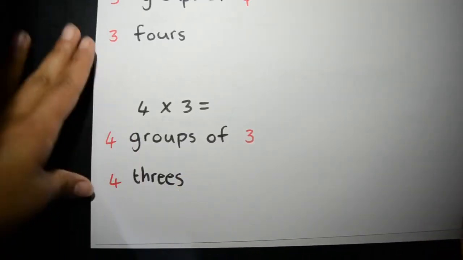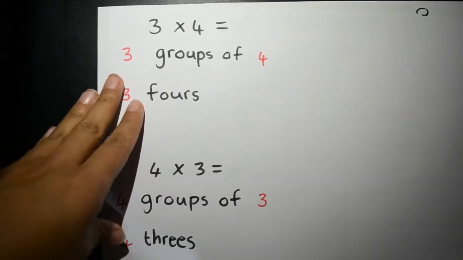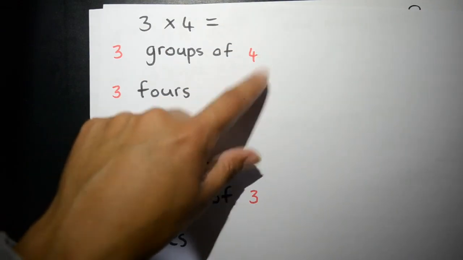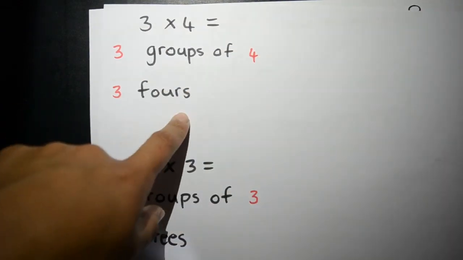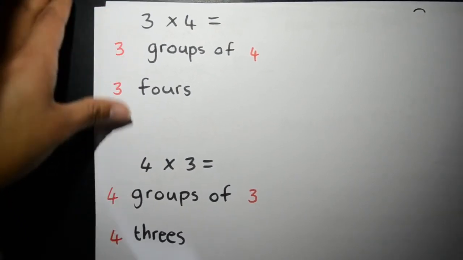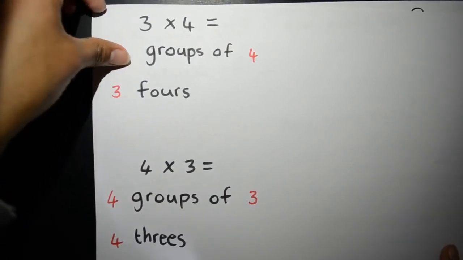So here we have 3 times 4, which is 3 groups of 4, or 3 4's. The time is almost up for this video, so I'm actually going to start a new one.